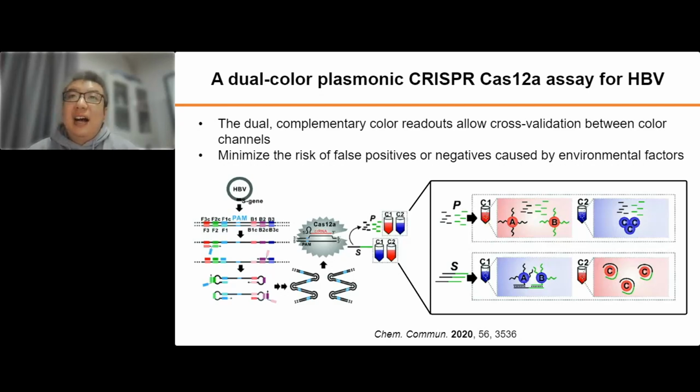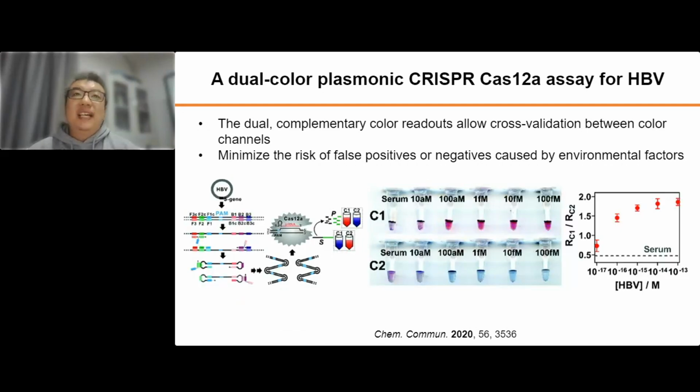here, the color will be red because the linker has been cleaved. But in the second system, because the single-strand DNA has been cleaved into pieces, it cannot protect the gold nanoparticle anymore, so the color will be blue. So red and blue indicate a positive sample, and blue and red indicate a negative sample.